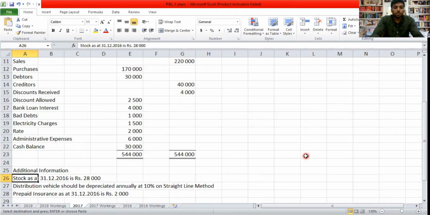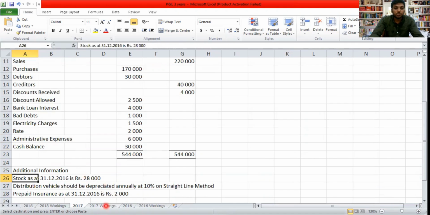Stock as of 31st 12/2016 is 28,000. Distribution vehicles should be depreciated annually at 10% on the straight line method. Prepaid insurance as at 31st 12/2016 is rupees 2,000. So we need to record these basic things. Stock is also known as inventory. So this is the closing stock which they have given.